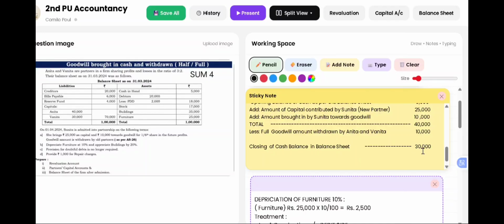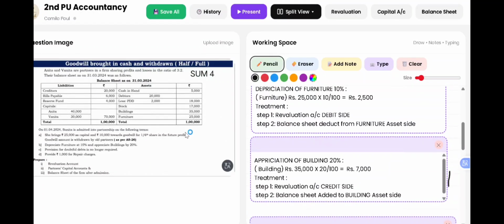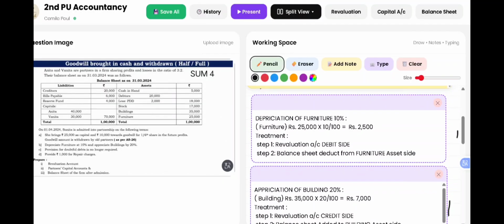Now moving on to the next adjustment, that is the depreciation of furniture. The depreciation of furniture is at 10%. So depreciation should be calculated on the furniture, rupees 25,000 into 10 by 100, which will be 2,500. Now this is a decrease in the value of furniture. So the treatment for that will be: first we have to record it on the debit side of revaluation account, and secondly in the balance sheet we have to deduct it from the furniture on the asset side. So this is the treatment for furniture.